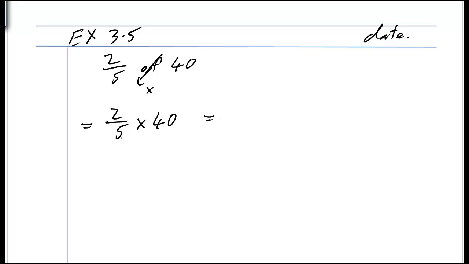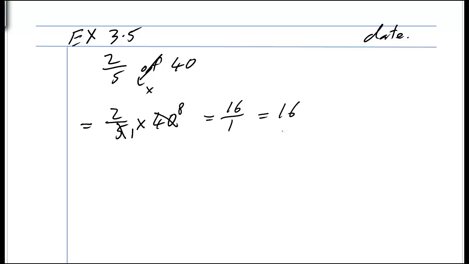Now, you can either do it on your calculator, like 2 times 40 divided by 5, but I reckon you should be able to simplify fractions. So, does 5 go into 40? Yes, it does. 5 goes into 40 8 times, and 5 goes into itself 1 time. So, 2 times 8 is 16 over 1. So, the answer is 16. So, 2/5 of 40 is 16.